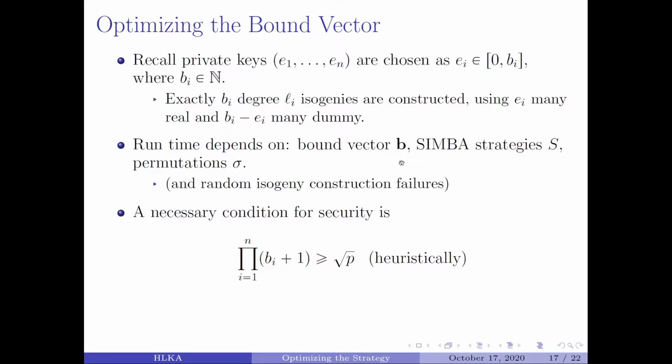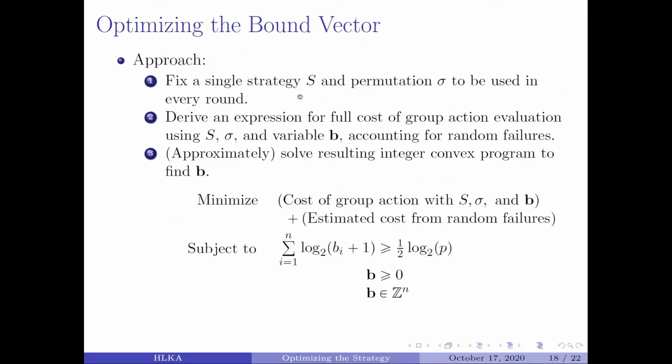Optimizing the bound vector was difficult because in order to optimize it, we needed to know the values of S and sigma. But in order to find S and sigma, we need to know the bound vector. So everything depends on everything else here. So what we did was fix a single strategy and permutation to be used in every round. This is not very realistic because we're going to optimize these on a per round basis later on, but there wasn't much that we could do here.